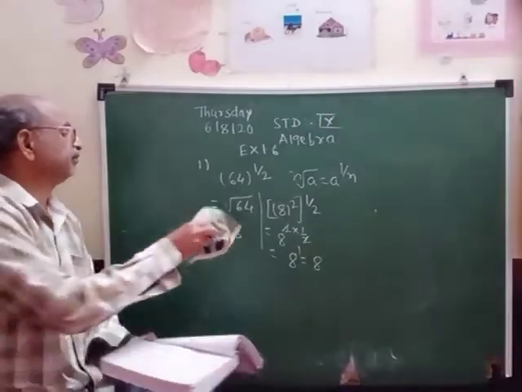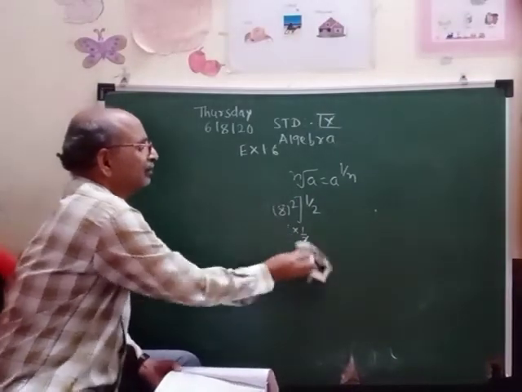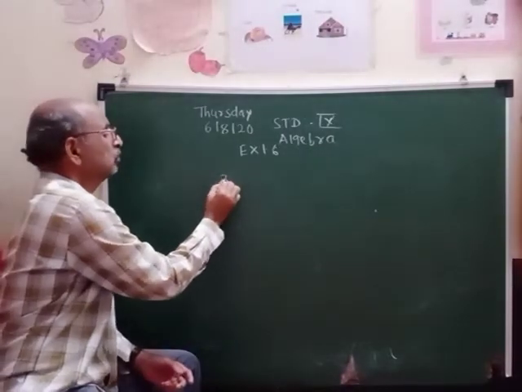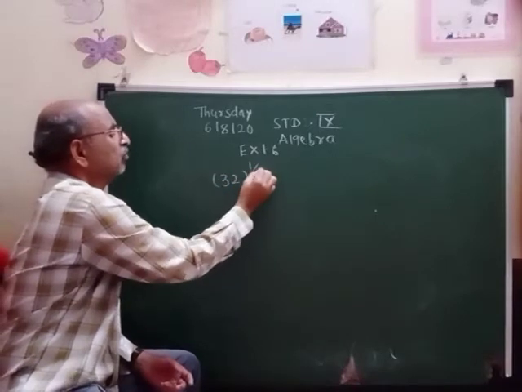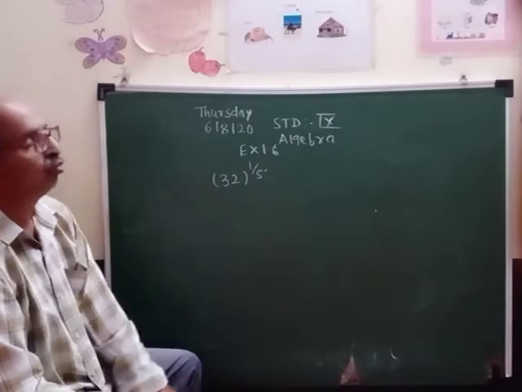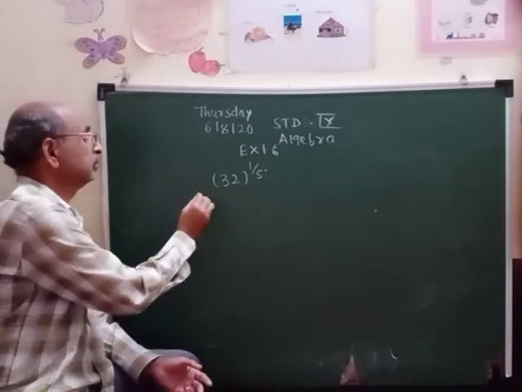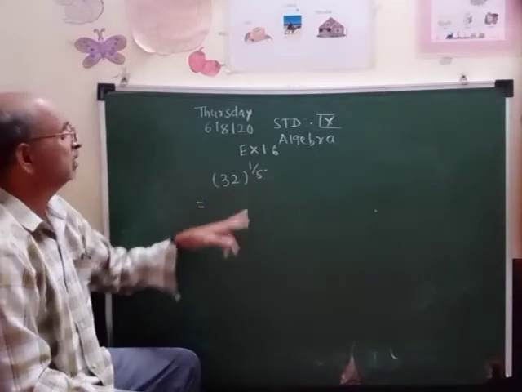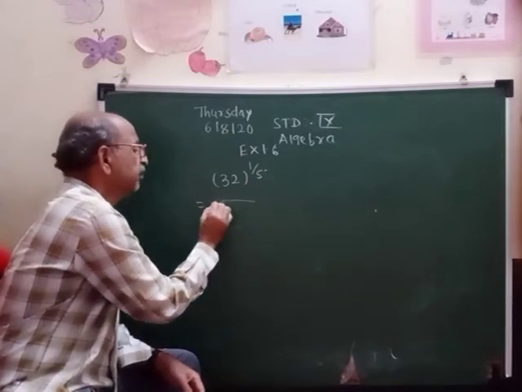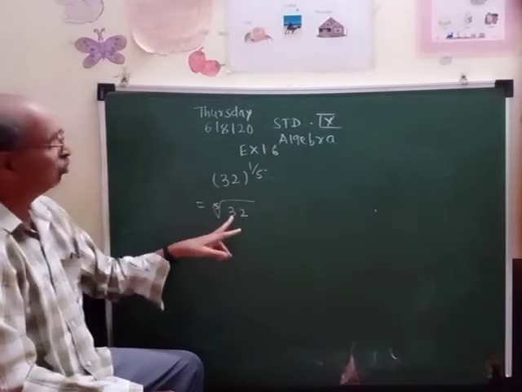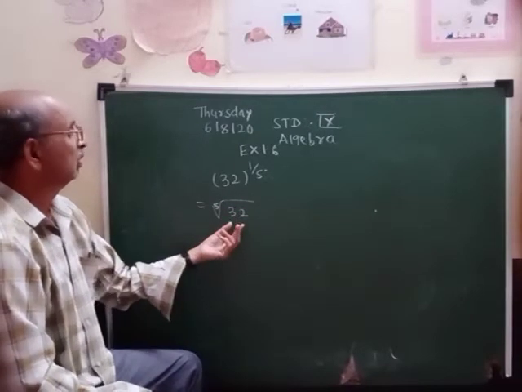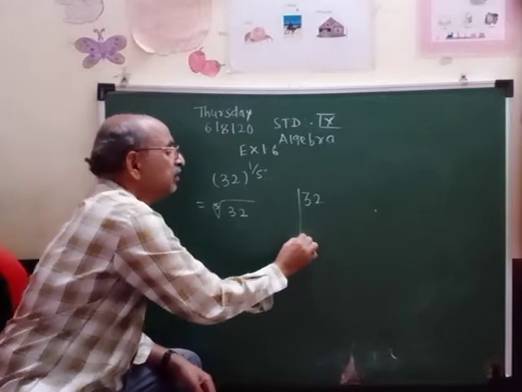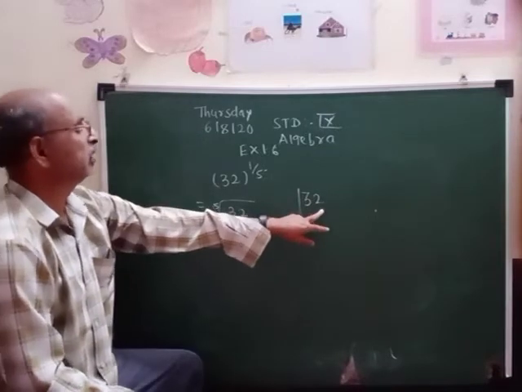Now next we will see 32 raised to 1 upon 5. Now in the last example the index was 2, so we took the square root. Now we can write this as the fifth root of 32. This means we have to find the fifth root of 32. So we can make the factors of this. Now you know how to find the factors. Here 2 is there.